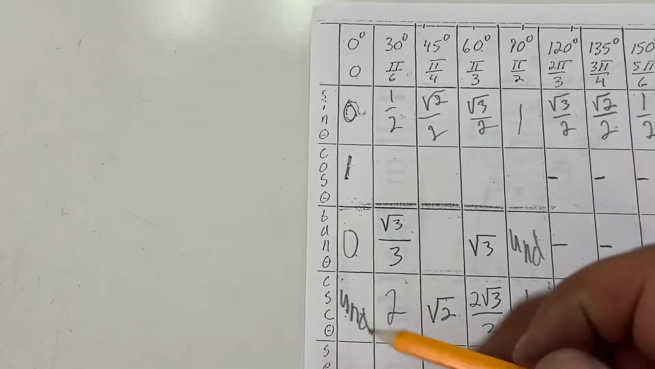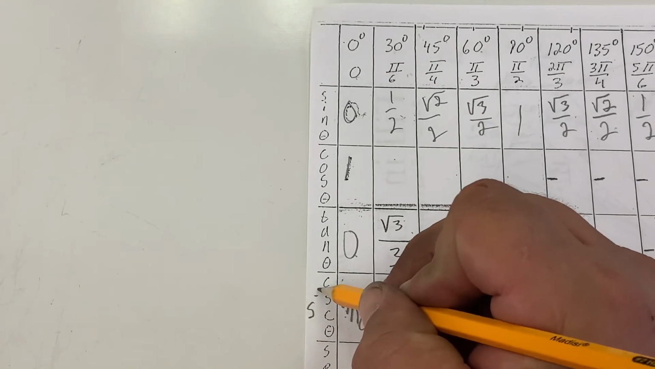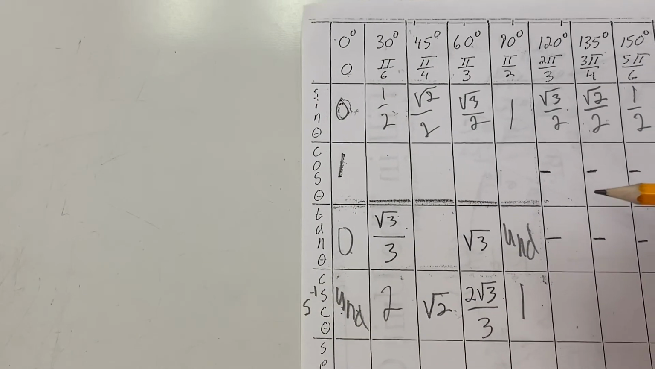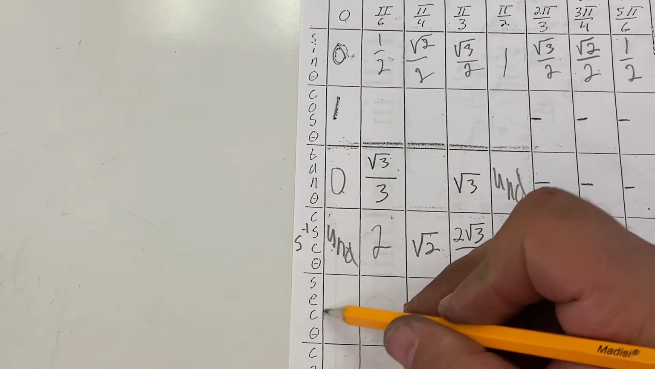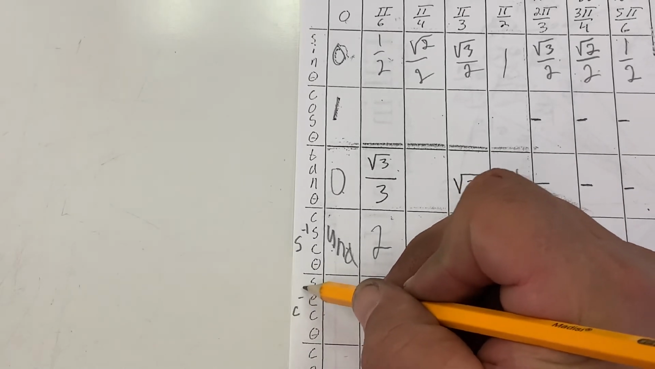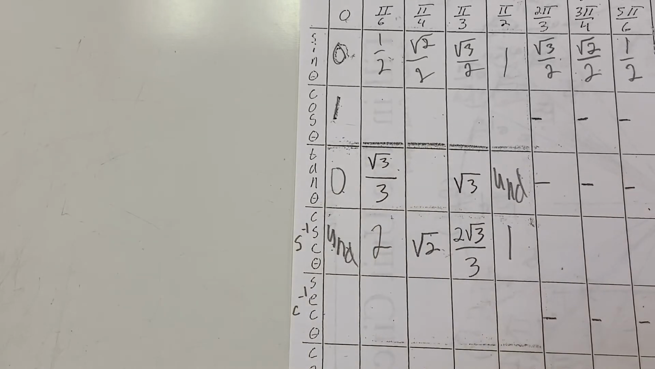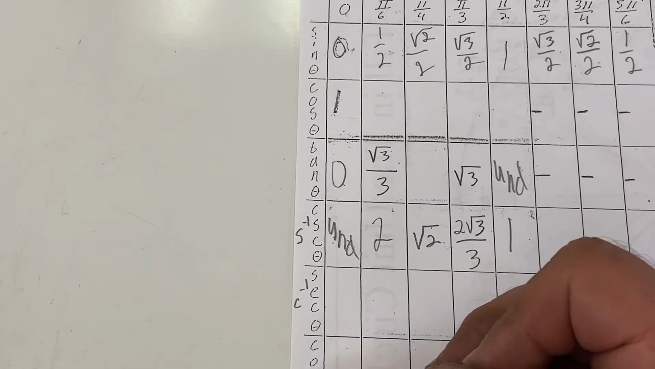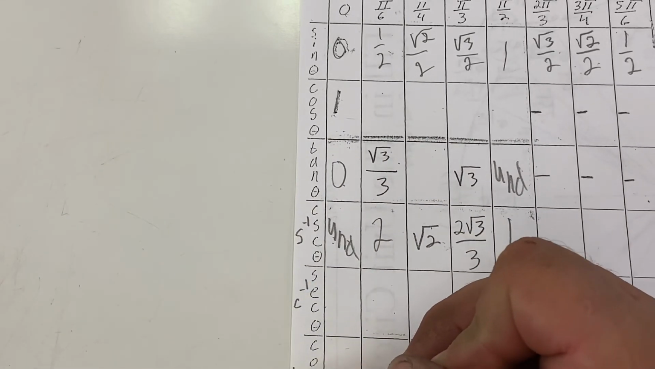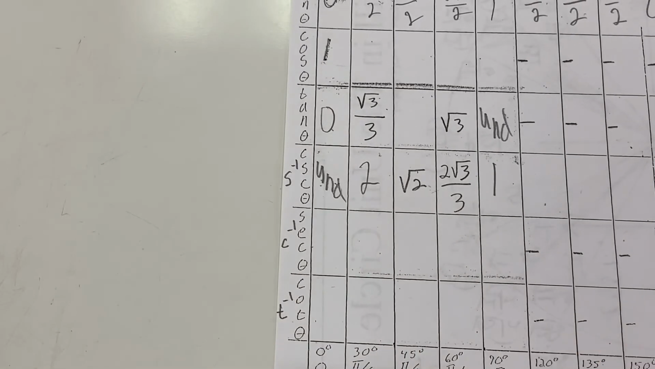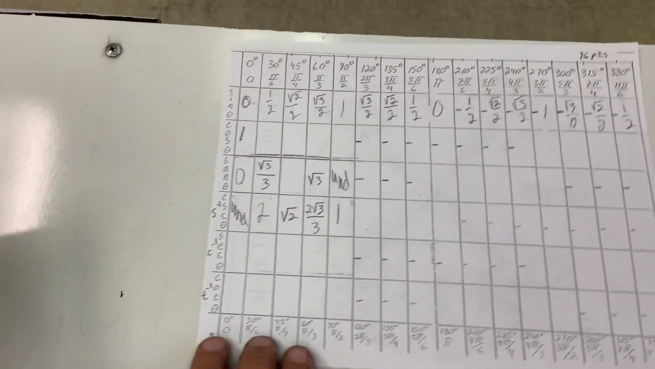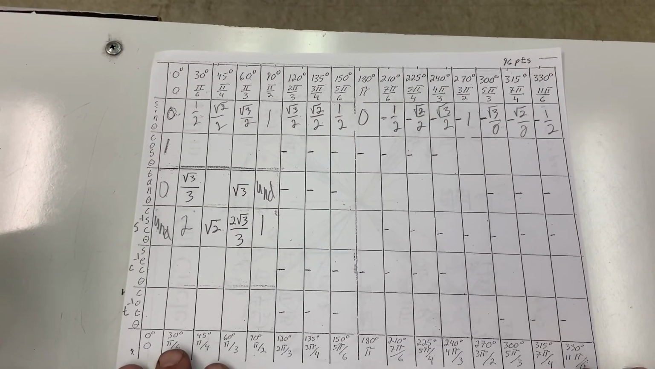So cosecant would be sine to the negative 1. Secant would be cosine to the negative 1. So whatever values I have in cosine, I would type them in and put x to the negative 1. Cotangent would be tangent to the negative 1. And that'll generate this entire row. And hopefully that's enough information for you to get a perfect score on your final.